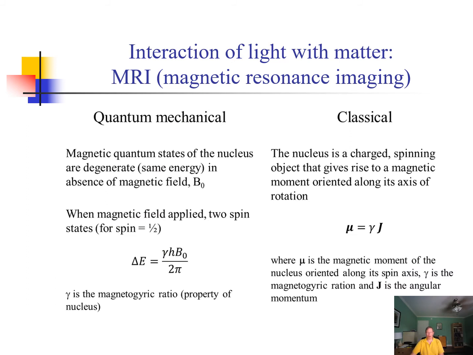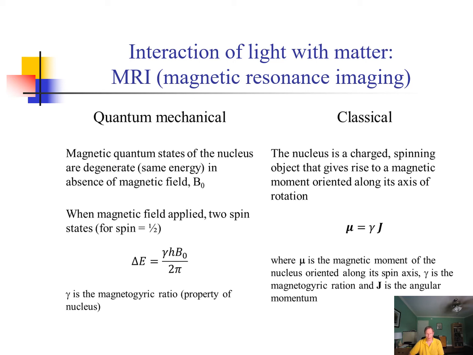All right, so let's talk a little bit about this. So the basics on the physics side for this can either be discussed in terms of a quantum mechanical view or a classical view. I'm going to mostly stick with a classical view as opposed to quantum mechanical, but many of you learn the quantum mechanical in organic chemistry. So if you think about a quantum mechanical state, magnetic quantum states, the nucleus, that is the spin states, are degenerate.